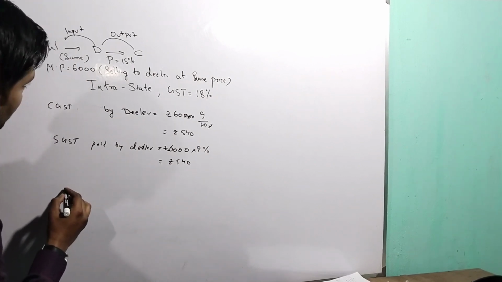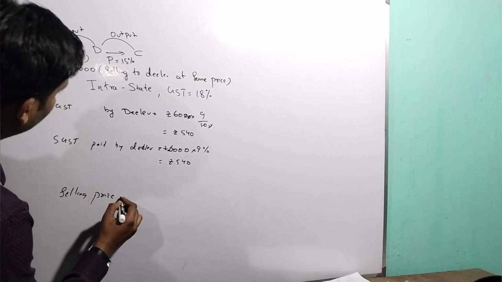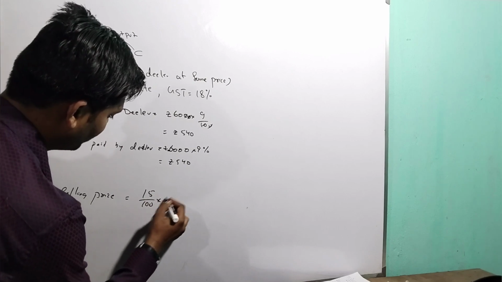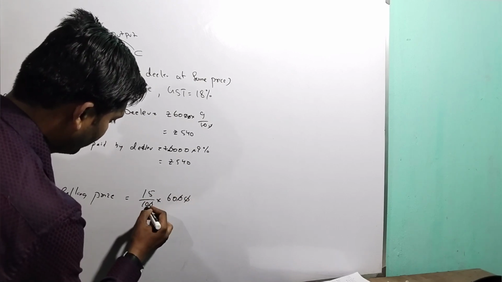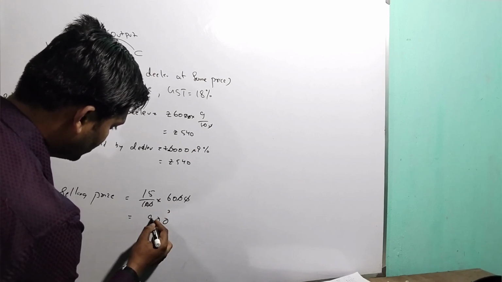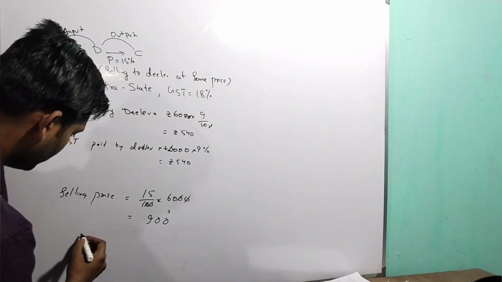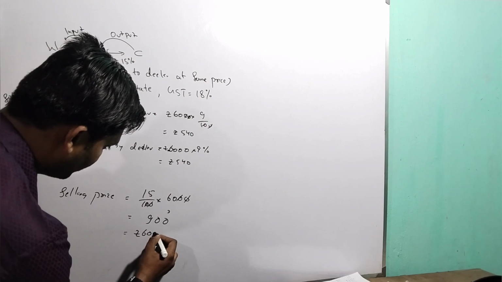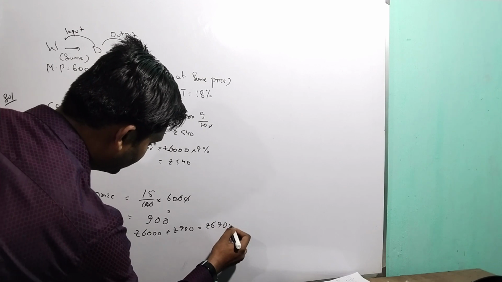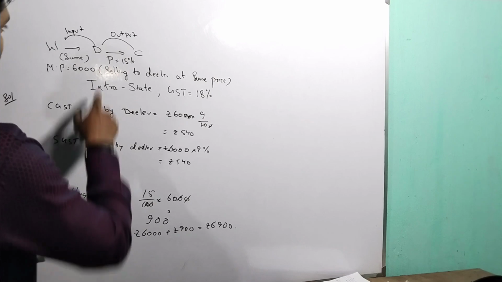Okay, so selling price equal to how much? 15%, so 15 by 100 over what? 6000. Let us see the price, then we will calculate. 0 here, 6 5 here, 30, carry 3, 6 6, 900. 900 only. So equal to rupees 6000 plus rupees 900. So you're going to get rupees 6900 is the amount which consumer is going to pay to the dealer.